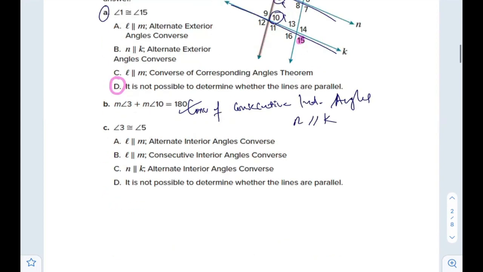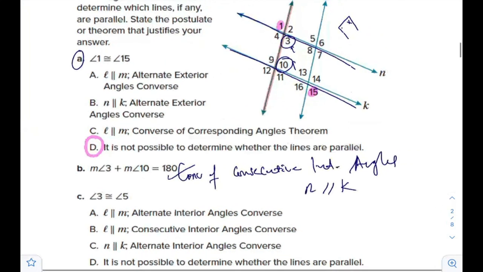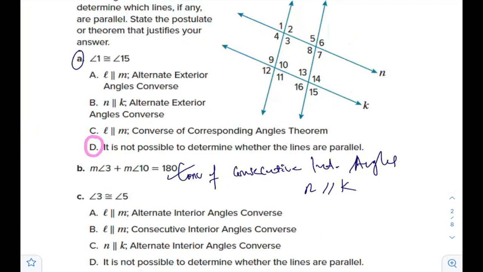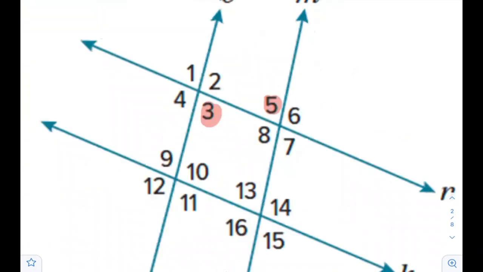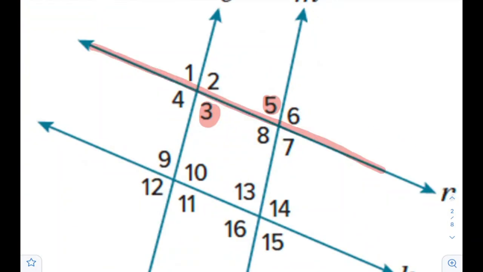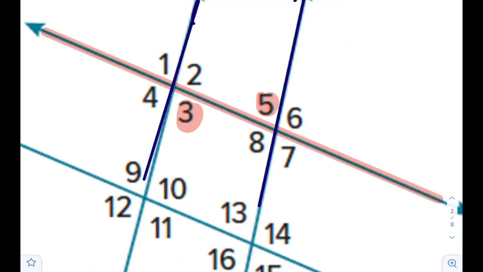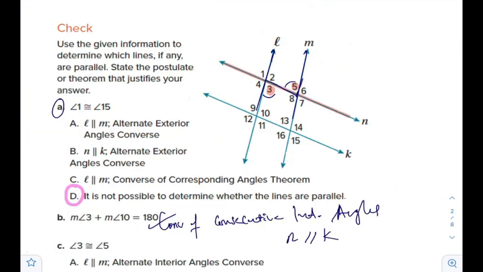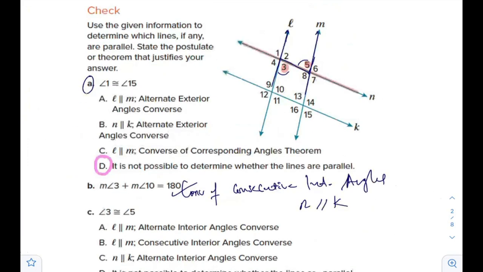Okay, let's see here. Angle 3 is congruent to angle 5. Let's erase this and check angle 3 and angle 5. As you see, both of them are on this transversal that cuts this line and this line. The position they are located in looks like the letter Z, alternate interior angles. It was mentioned in the question that they are congruent. So they are congruent and in a position of alternate interior angles.